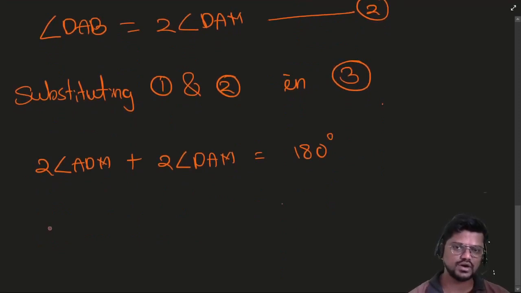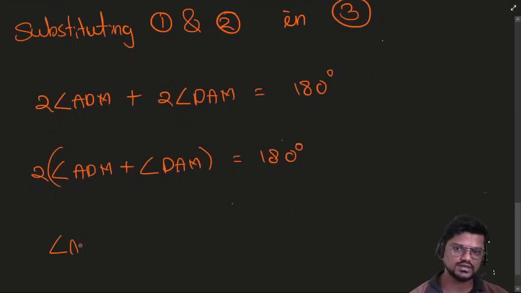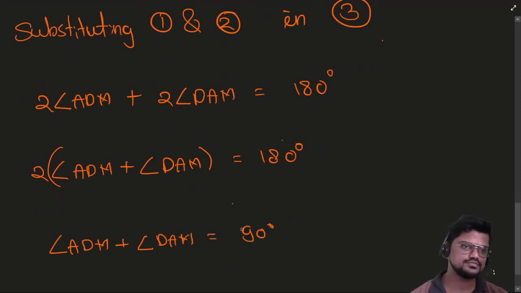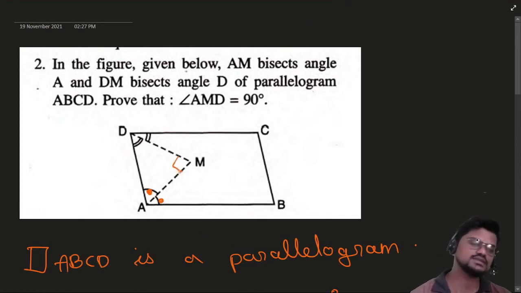So if I take 2 as common, it will be equal to 180 degree. So the sum of these two angles, that is angle ADM plus angle DAM, is equal to 90 degree. So the sum of these two angles is 90 degree. But what we need to prove is that this angle is 90 degree. Now in triangle ADM, what?